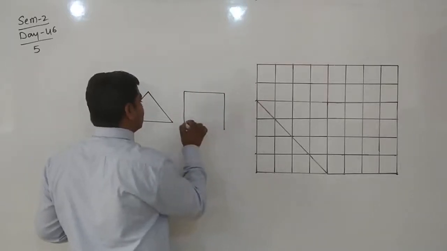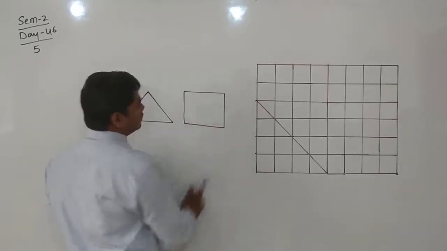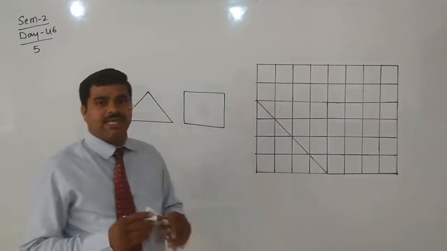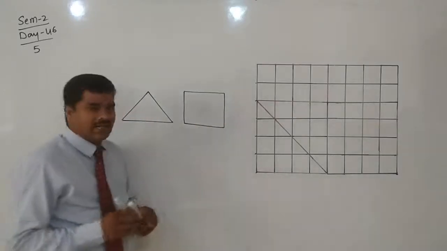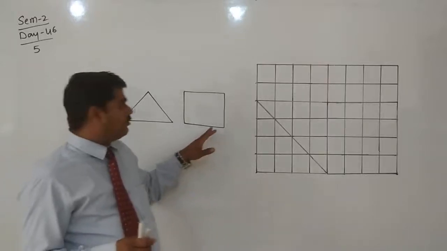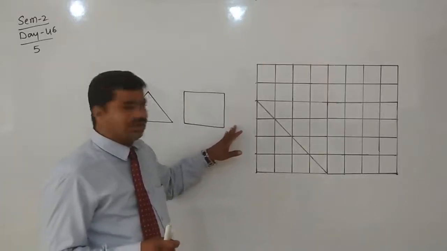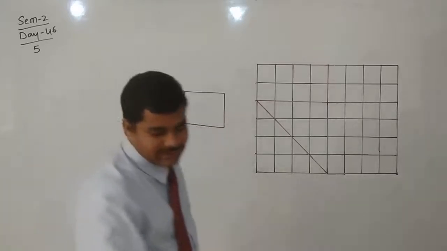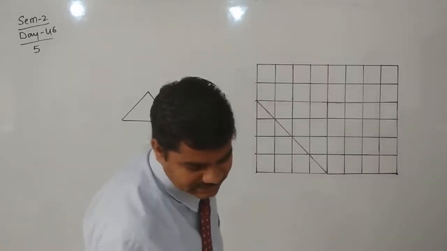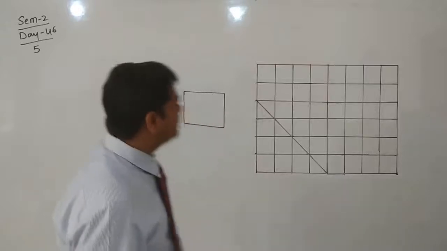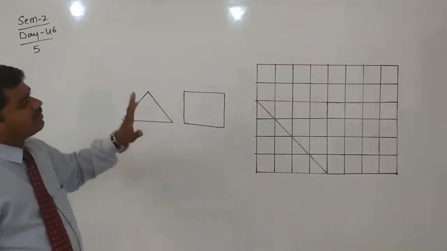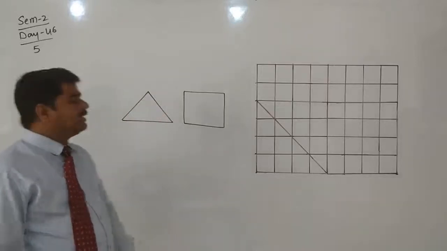These are quadrilaterals. Yes, in this: square, rectangle, parallelogram, rhombus, kite, and one more. Which one is that? We discussed trapezium. We discussed all these quadrilaterals, and here one more new topic is here.